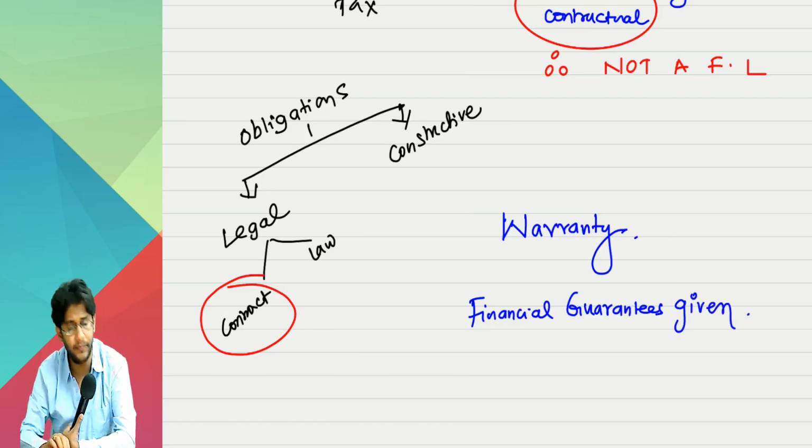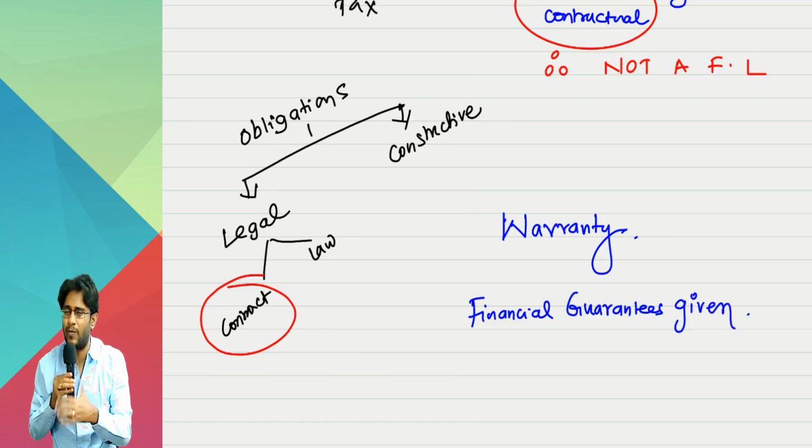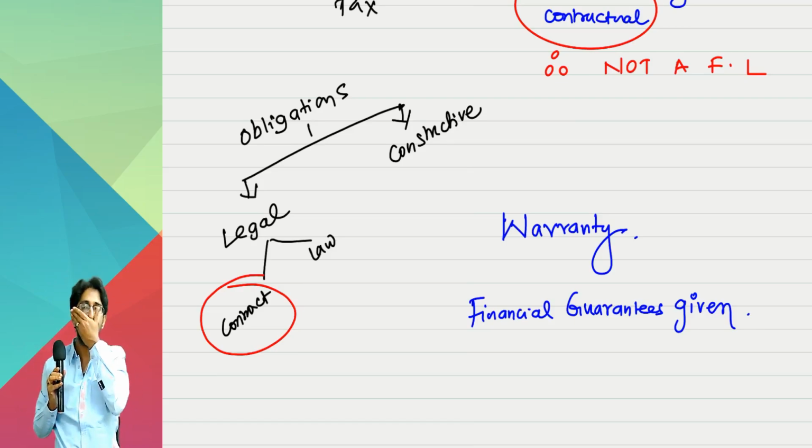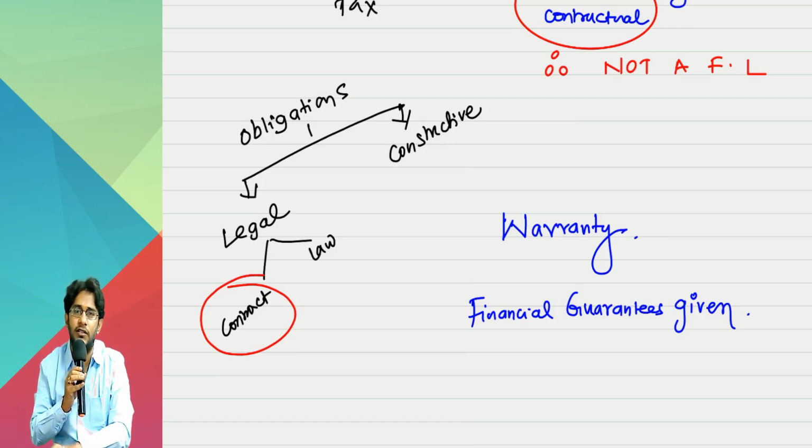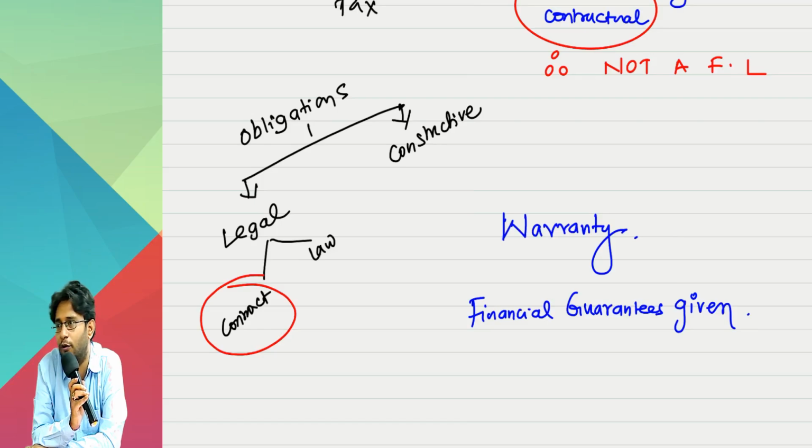Financial guarantee is given. Financial guarantee means normal guarantees. Some Mr. X is taking a loan from ICICI Bank. ICICI Bank told, looking at your face, I'm not feeling like I should give you a loan. Bring somebody of very high repute. That Mr. X came to me.